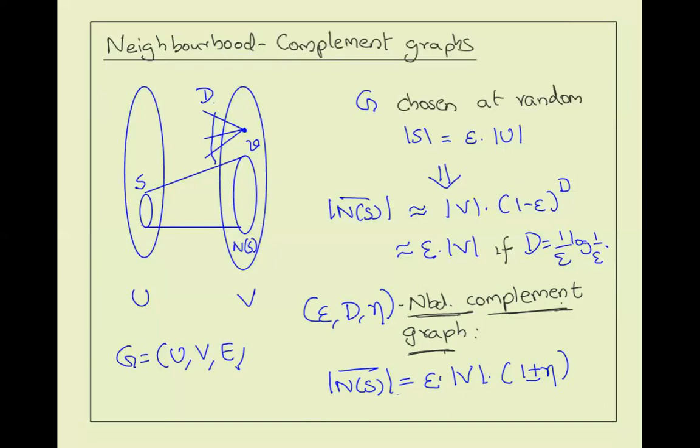And the main de-randomization we need to do is to construct deterministically these neighborhood complement graphs in an optimal way. This optimal way has to do with the size of V with respect to U. Let's look at a trivial construction to see why this restriction is interesting in order to make the problem not trivial.